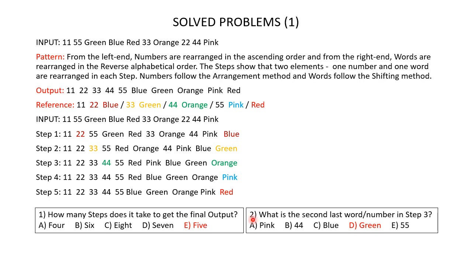Question number 2. What is the second last word or number in step 3? You are given 5 options here and you have to find out which of these options is the correct one. So here you are asked to find what is the second last word or number in step 3. So you have step 3 here. The last word is orange and the second last word in step 3 is green. So clearly you can see here that the second last word in step 3 is green. So the correct answer for question number 2 is option D, green.